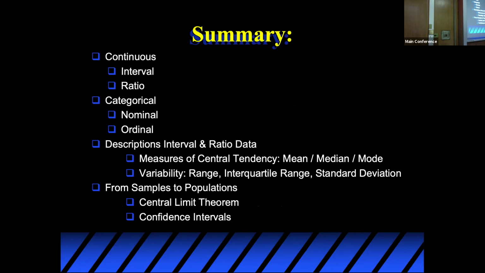And that's it. That's the whole lecture. So we talked about continuous and categorical data. Continuous data was broken up into interval and ratio data. Categorical data was nominal and ordinal. I taught you mean, median, and mode, range, interquartile range, and standard deviation as the ways to describe the data. And we talked about the central limit theorem, where I can go from a sample to a guesstimate of the population.